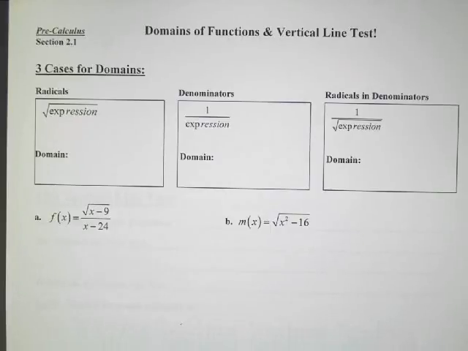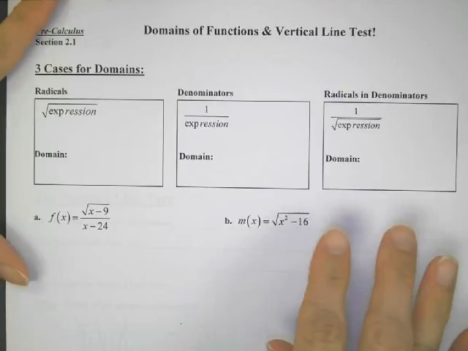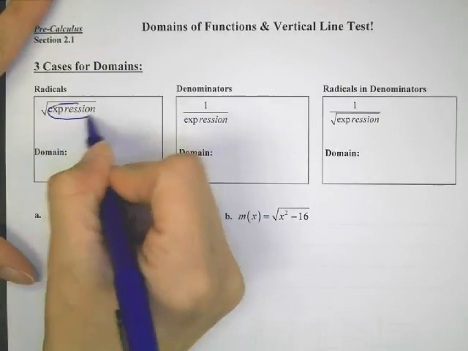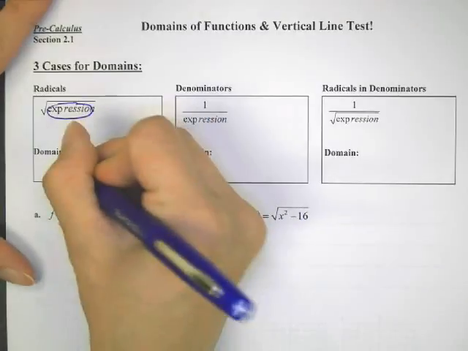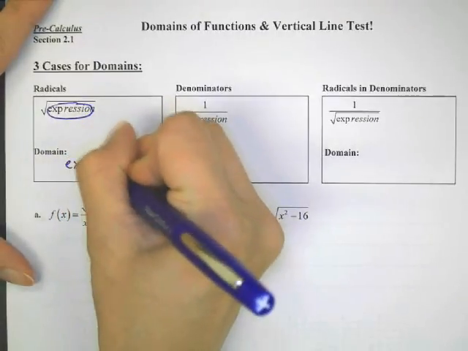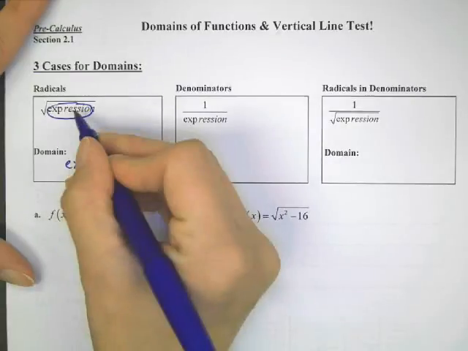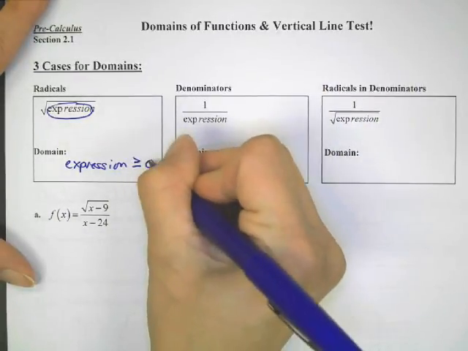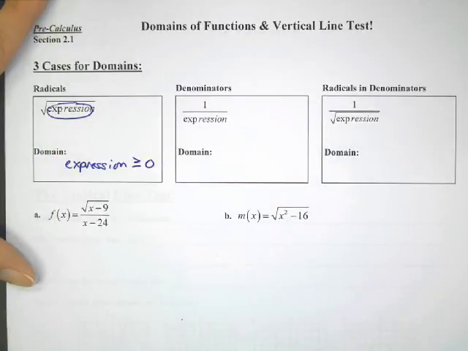Let's spend some time now looking at some harder cases of domain and studying the vertical line test. All right, remember, there are three rules, three cases for domain. If you have an expression under a radical, then the expression cannot be negative, but it can be 0. So it has to be greater than or equal to 0. So you make an algebra problem.